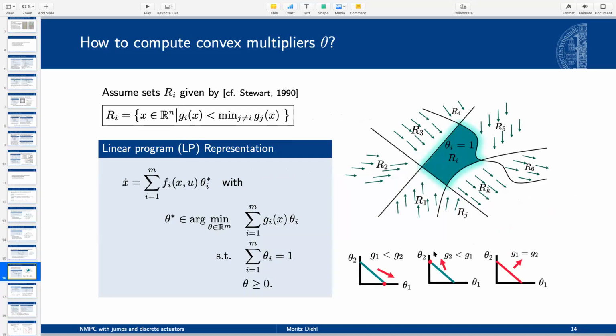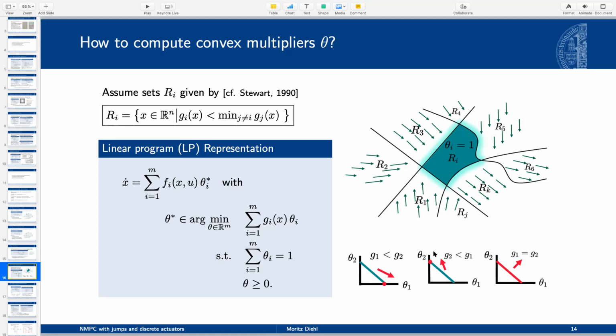So how do we compute these convex multipliers? One way is due to Stewart from a 1990 paper that Armin Nurkanovic and I like a lot. Armin discovered it and doesn't want to use other formulations for the sets anymore, which I agree with. There is a beautiful way to represent these sets. You need some functions in order to describe them so that we can put it later into nonlinear optimization, right? So these sets are defined by inequalities, by functions that should be minimal on each region. Each region has a function with the same index, and the region is defined as all points where the function gi is smaller than all other functions gj.